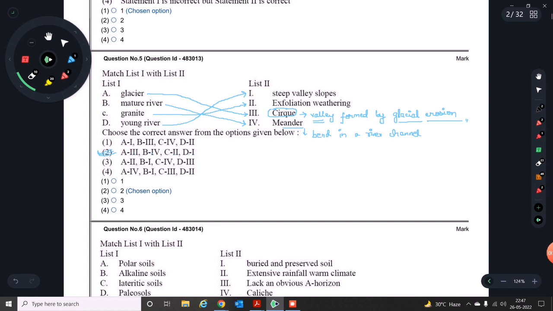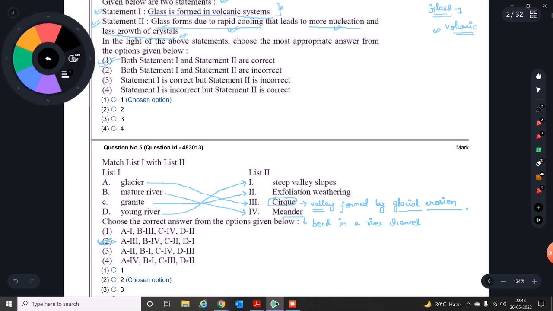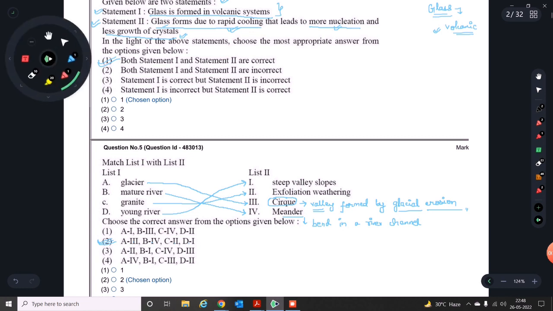Okay, so basically you can write here like this: for a youthful stage of a river. Okay, so here we have space. I will write it here. Just a second. Make it clear.